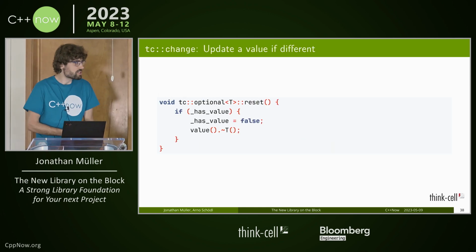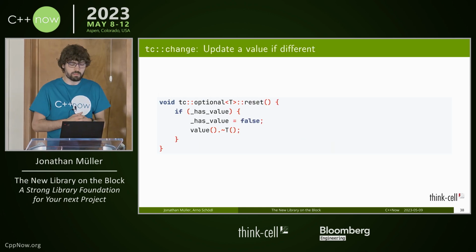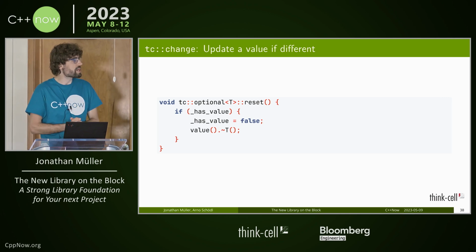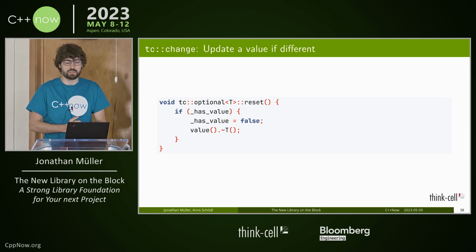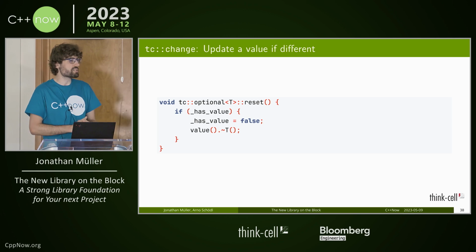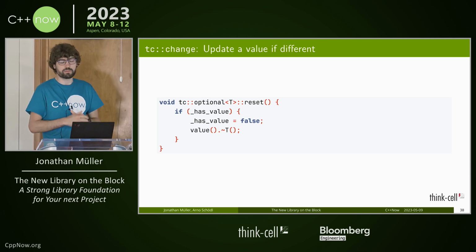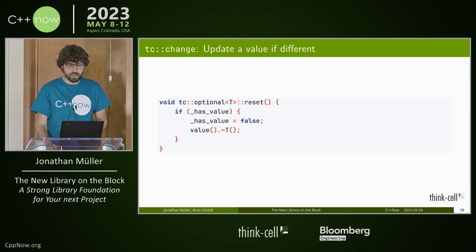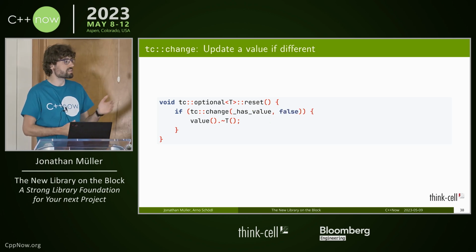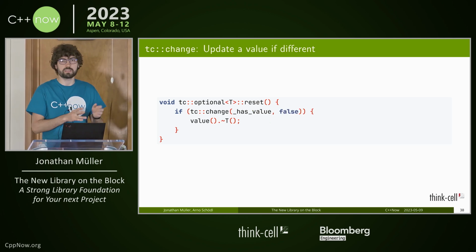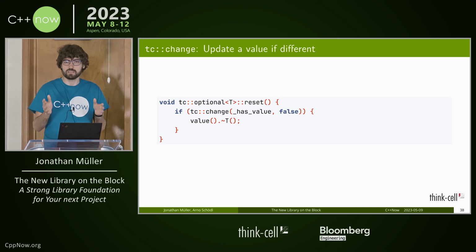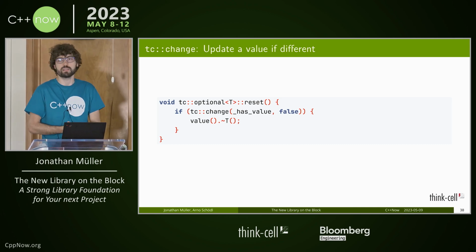We also have tc_change, which works in a similar way. This updates a value if it's different. So for example, if you have an optional and you want to call reset, if you have a value, you have to set it to false and then call the destructor. This can be turned into a one-liner using tc_change. So tc_change compares the variable with the new value, and if it is different, it will assign it and return that it has assigned it.